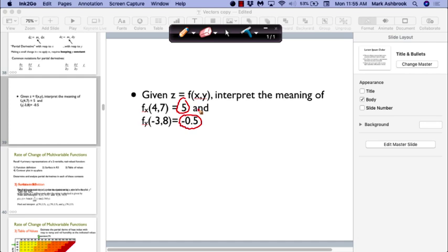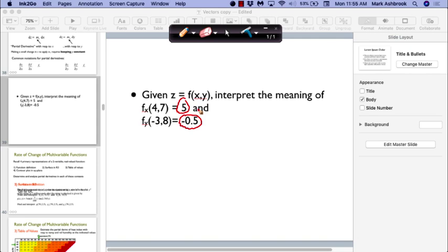So this is the idea of rate of change, right? How fast is z changing with respect to x? So it's changing 5 times as fast as x changes in that vicinity around (4, 7). As soon as you move away from (4, 7), you might have a different rate of change, so you can't say that anymore. That's why you have to qualify that it's a small change in x.